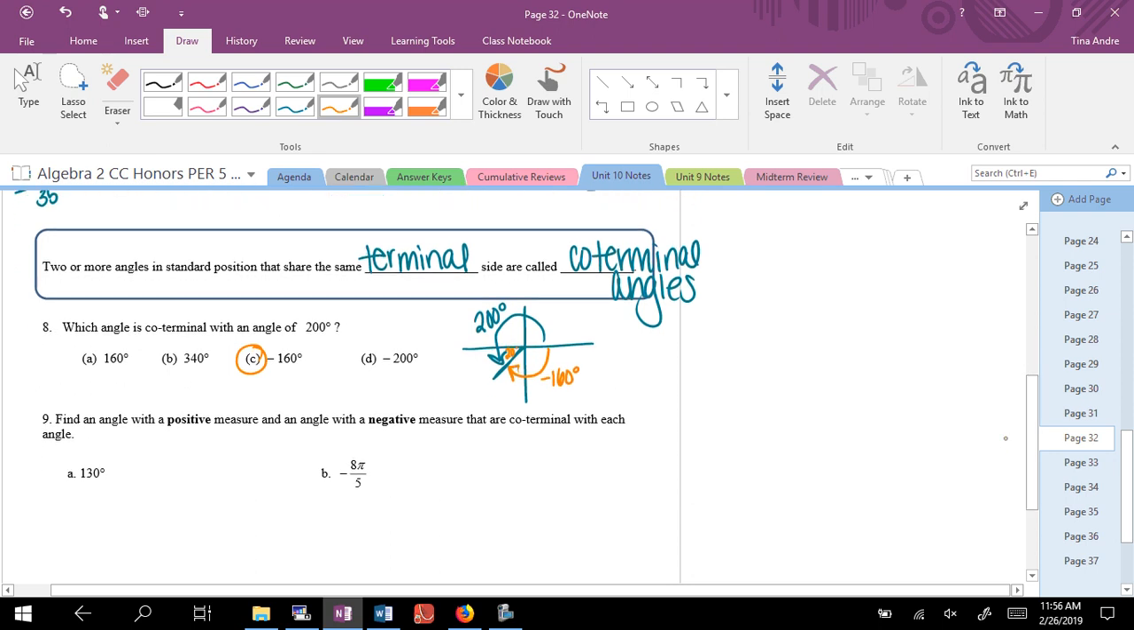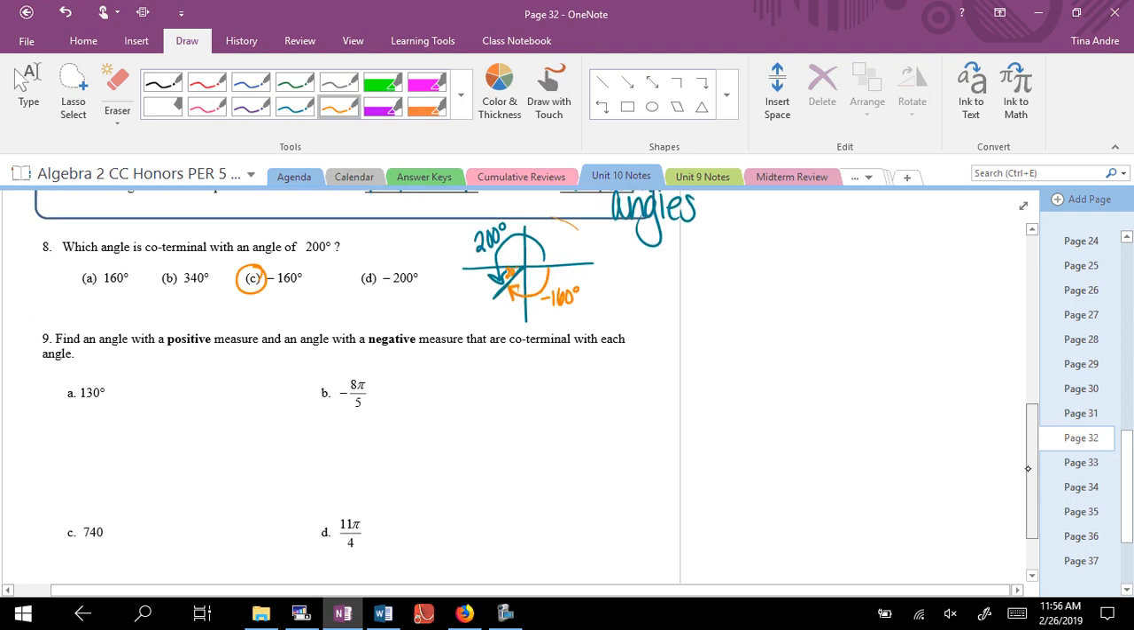But there are an infinite amount of coterminal possibilities, because I could just keep adding 360 and keep going around and around, and every time I end up here, it's considered a coterminal angle. You could subtract 360 and go the opposite direction, same thing.